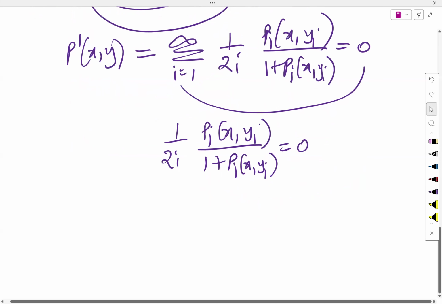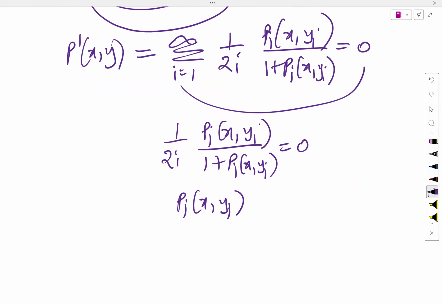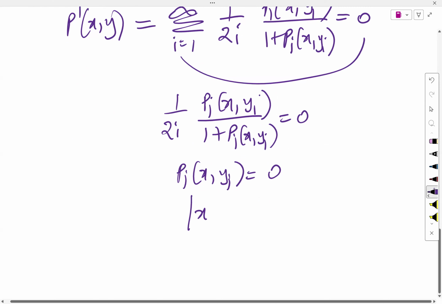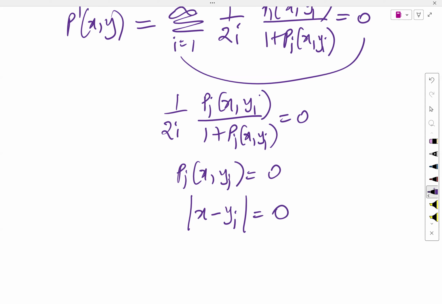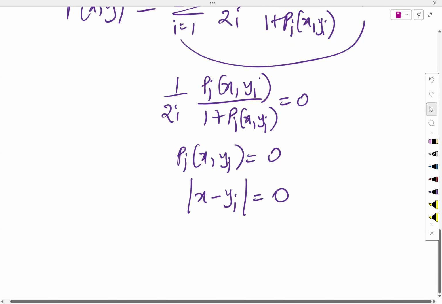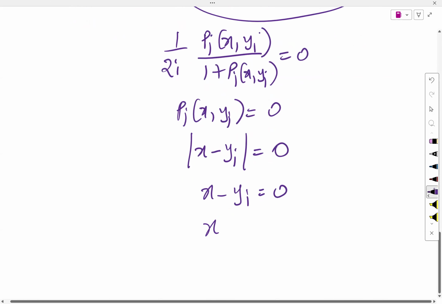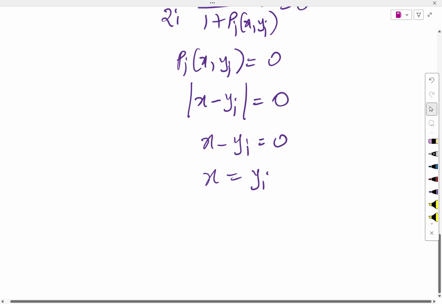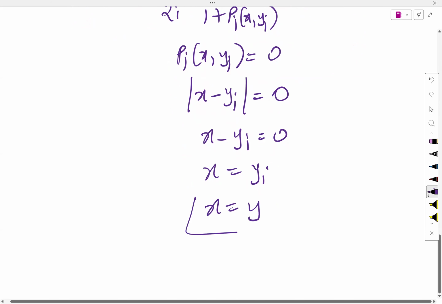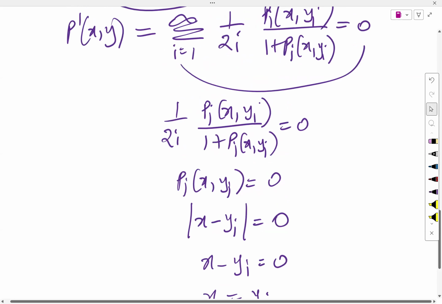And if you cross multiply, you end up getting p_i of x comma y_i. Okay? And if you now say that, of course, this is 0 now, this simply means that you have the absolute value of x minus y_i is equal to 0. So for this to happen, it means that x minus y_i is equal to 0. So for any y you have, x is equal to y_i, and in essence, it means x is equal to y. So that's settled. Then you have to prove it in the reverse.